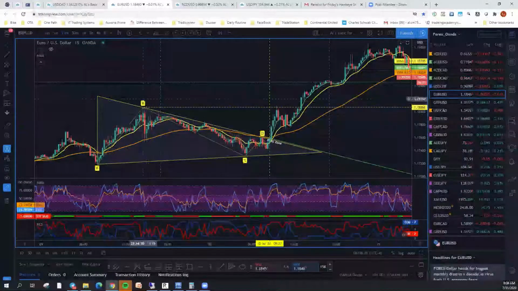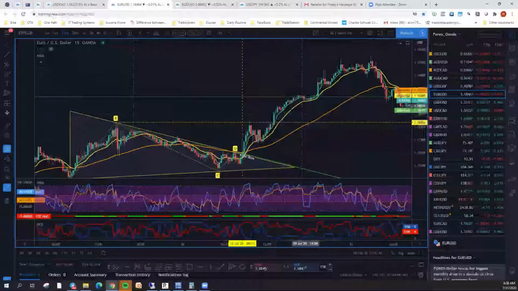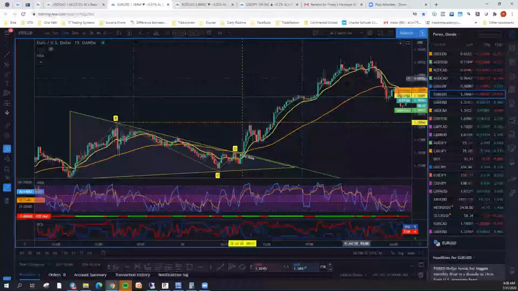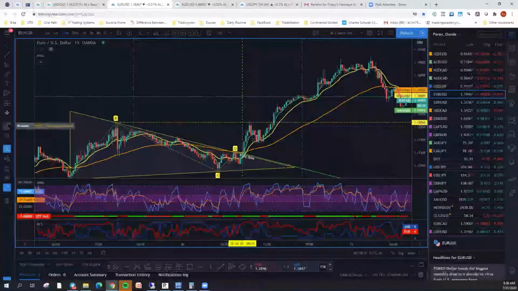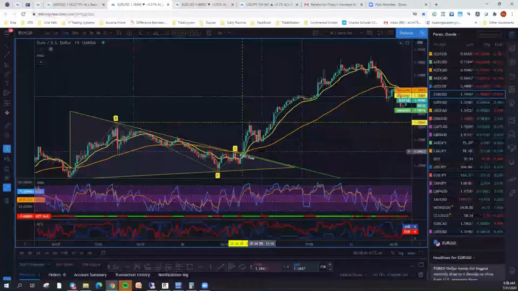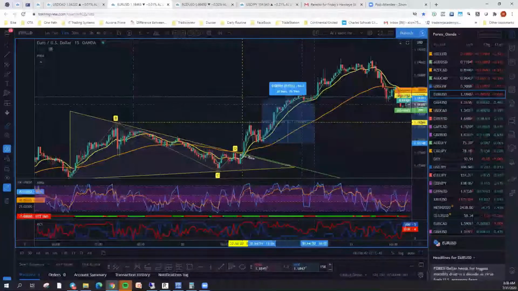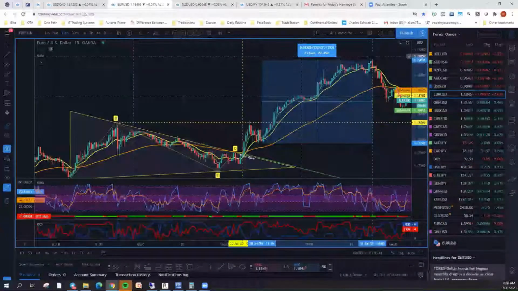It was respecting this level, came up, tagged it, came back, and then it was able to break through, and then it just followed this trend line all the way up here on this 15-minute chart. That was a nice little move. Anybody that got in and was able to follow that 13 exponential moving average would have had 126 pips on that one.